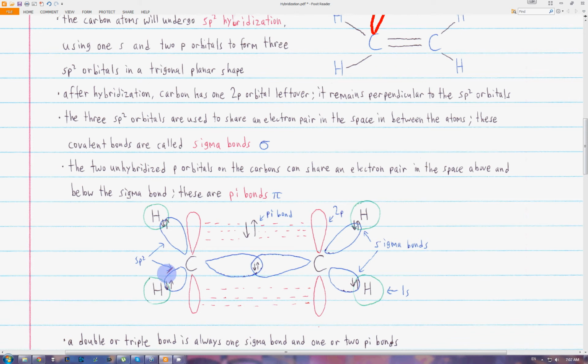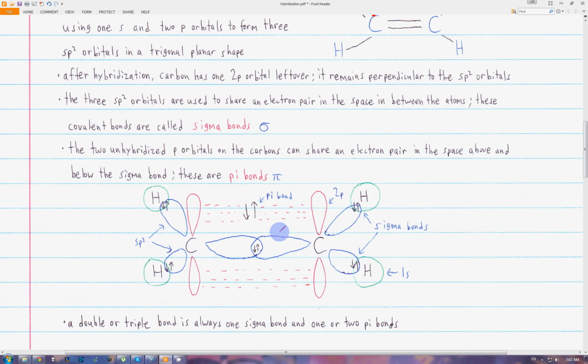Now the other type is called a pi bond. And so you can see here, these red ones are the leftover 2p orbitals that were not hybridized. And so each carbon has one of these leftover p orbitals. And these leftover p orbitals can share an electron pair in the space above and below this sigma bond. So pi bonds are another type of covalent bond which are weaker than sigma bonds. And it turns out that a double or triple bond is always just one sigma bond and then either one or two pi bonds.